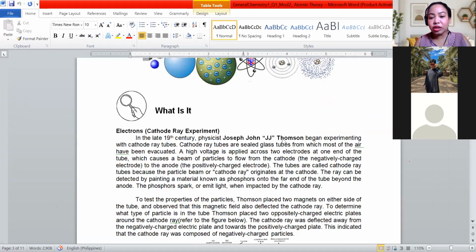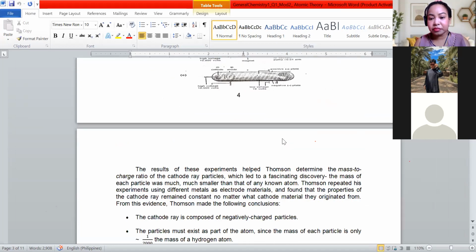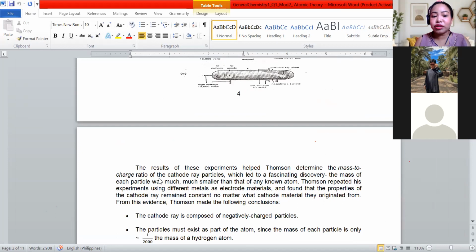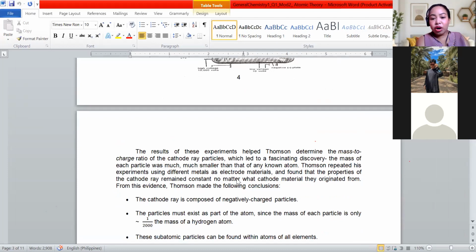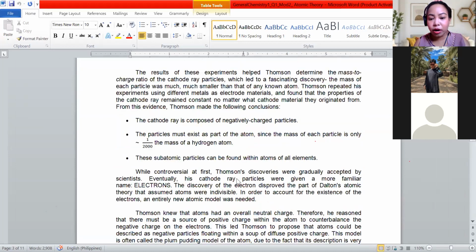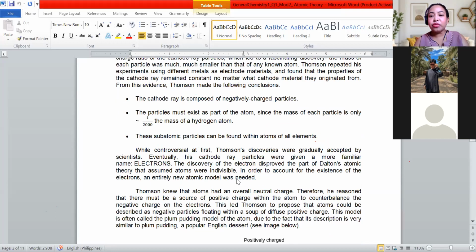Now, J.J. Thomson determined the mass to charge ratio of the cathode ray, which is negligible. That is also according to another experiment. Many experimented, and they found out that the mass of the electron is almost negligible. Thomson repeated his experiment using different metals as electrode material and found that the properties of the cathode ray remained constant no matter what cathode material they originated from.